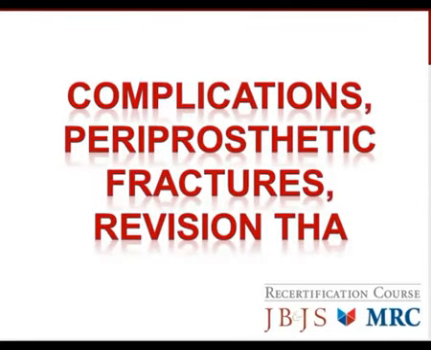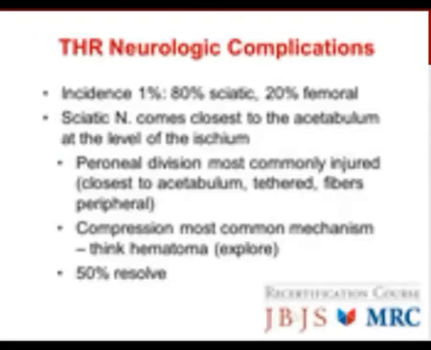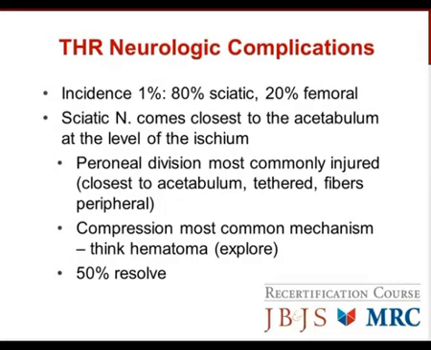Let's move on to some of the complications we see after total hip arthroplasty, specifically periprosthetic fractures and infection. Neurologic complications are a common topic that are tested on exams. The incidence of neurologic complication in total hip arthroplasty is about 1%. These are predominantly sciatic nerve injuries. The sciatic nerve comes closest to the acetabulum at the level of the ischium, and the peroneal division is most commonly injured.